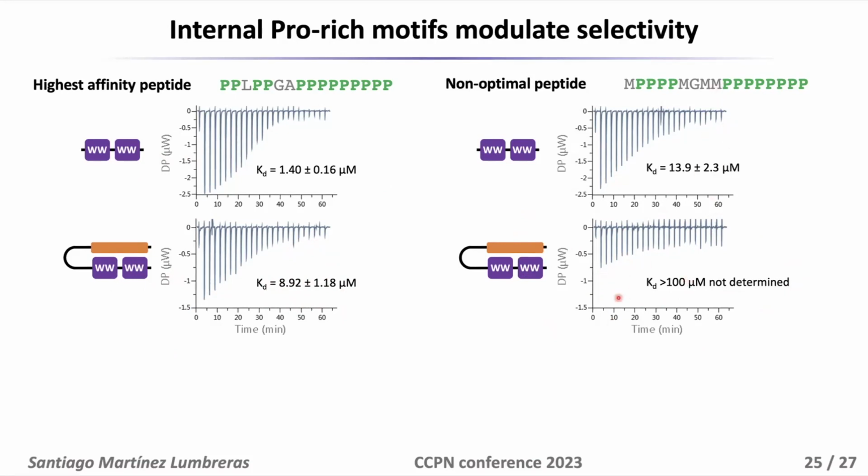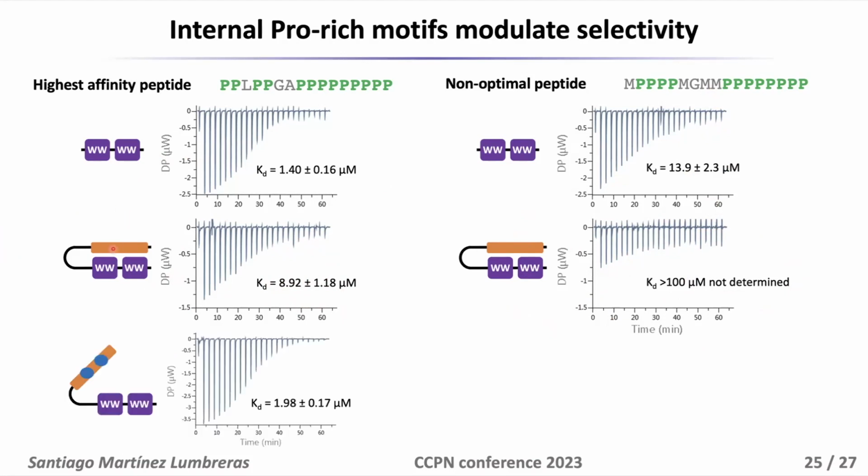So, a very dramatic change. When we mutate these two regions, we again recapitulate the same binding affinity as with the tandem domain. So what we think is that this N-terminal region acts as a regulatory region that inhibits the interaction for suboptimal peptides, for basically other non-specific targets.